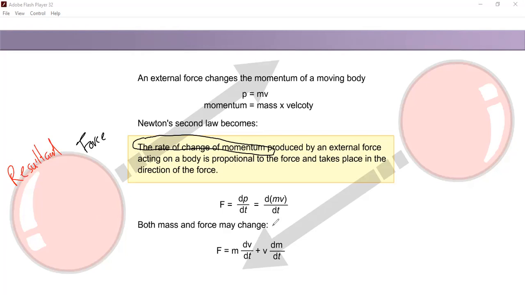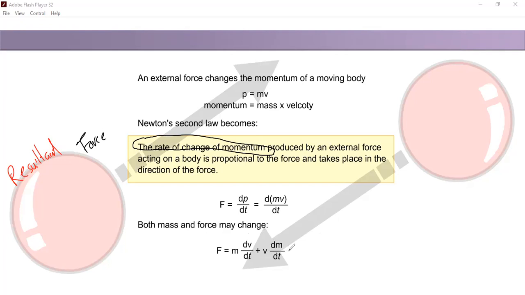From here, F is equal to dp over dt, the change of momentum over time. So this means d(mv) over dt; both mass and velocity may change. The force can change because of the change of velocity, dv/dt, that is, the change of momentum. Or the velocity can be constant, but the mass changes.